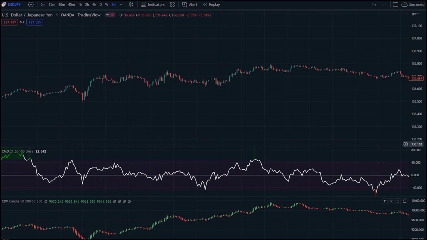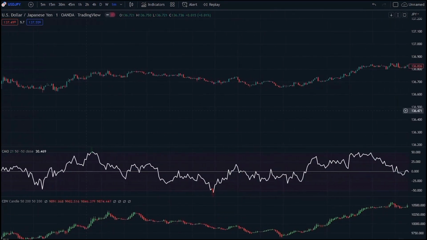Now let me tell you what the general rules are for this strategy. The general rules are simple. If we get a green candle, it means the buyers outweigh the current sellers in the market. And if we get a red candle, there are more sellers than buyers in the current market.